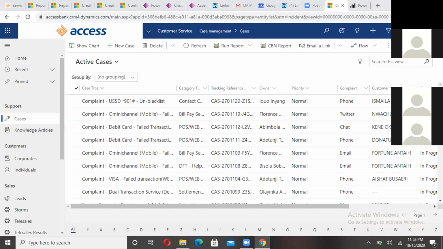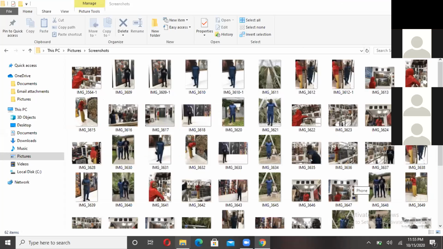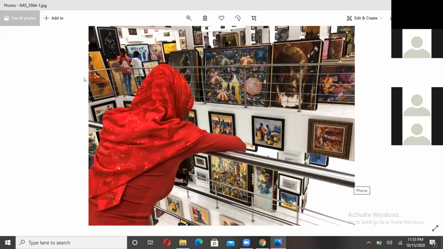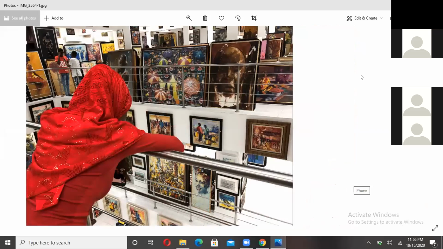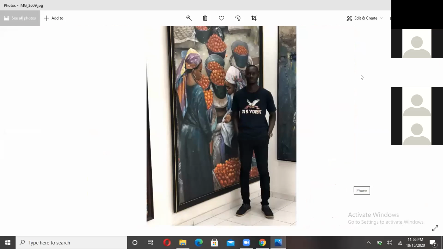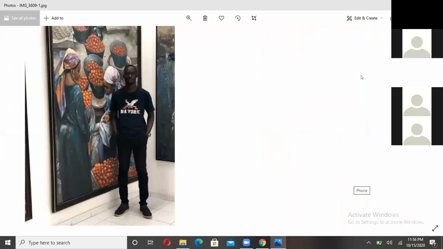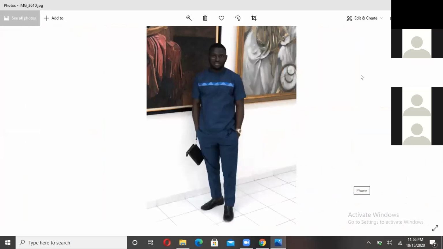I'll just show you pictures. I was there with some friends. So this is the gallery. This is one of my friends from Gambia. This is myself. This is a native wear, one of our native wears.